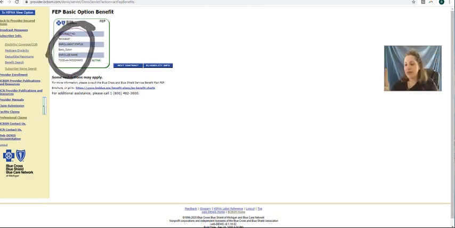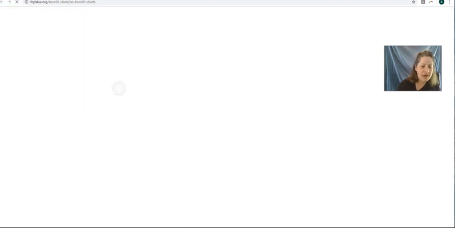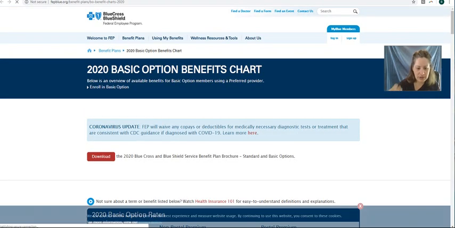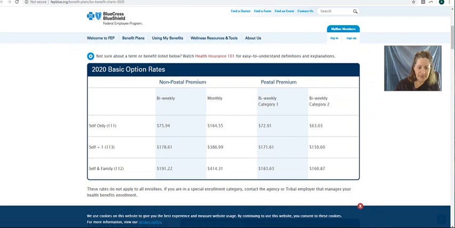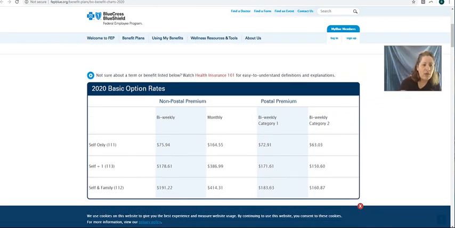There's 2 federal plans. There's basic and standard. And this is not the best type of insurance to do a verification on because you don't get a lot of information here. I'm going to show you another one in a minute. But I'm going to click here on the benefit chart. It takes me to an FEP, and here we go.